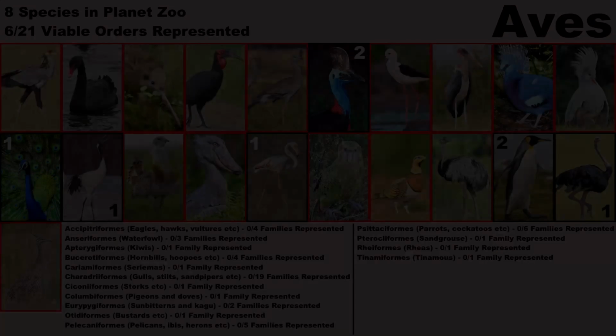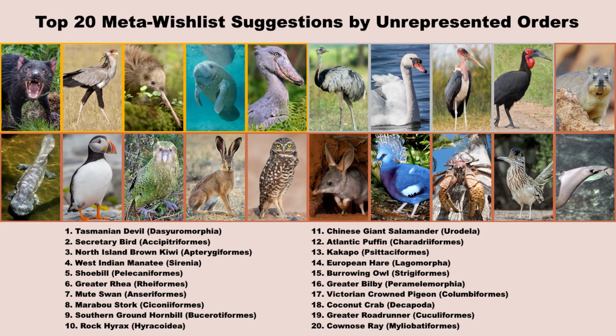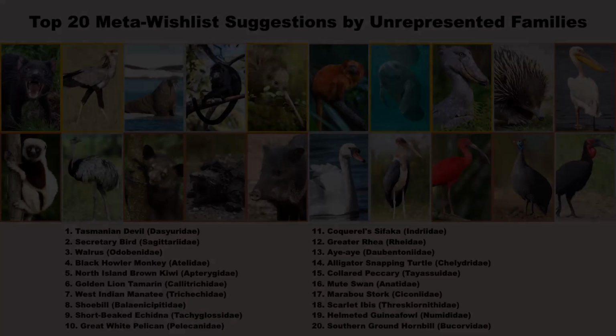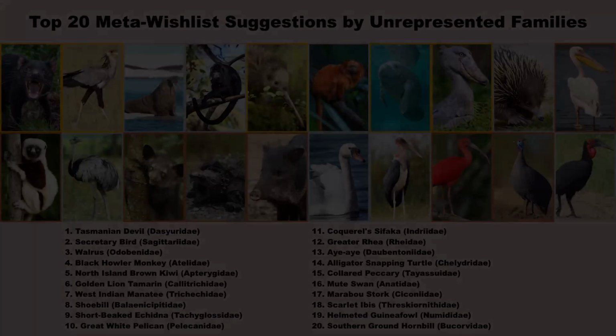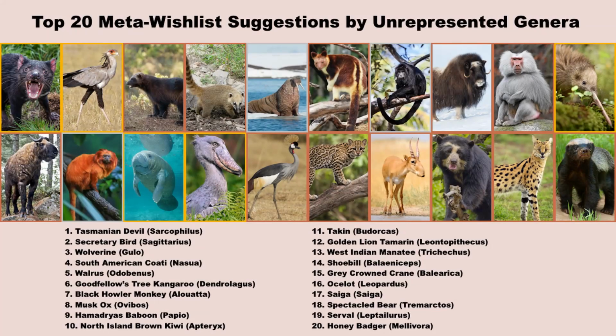So in our top wish list things that I've popped up, we've got obviously nothing in the order, but then in the families we've got the black howler, golden lion tamarin, the Coquerel's sifaka, the aye-aye, the hamadryas baboon. That looks like it's it. So yeah, if we had a primate pack, that would be great.